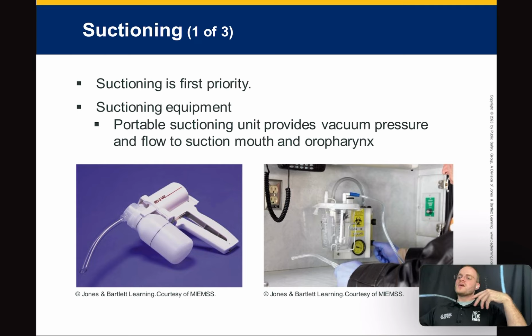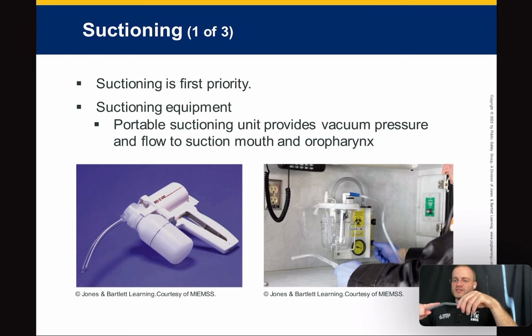If you have any inclination that your patient might even possibly, in some wildest dream, need suctioning, you should have this open and out and the suction unit turned on. It costs no money. So just be aware this takes a while.